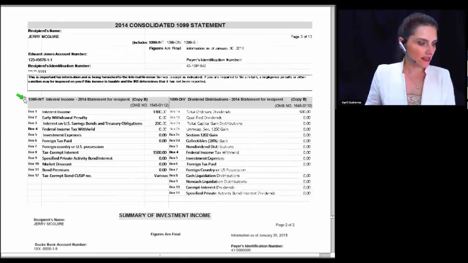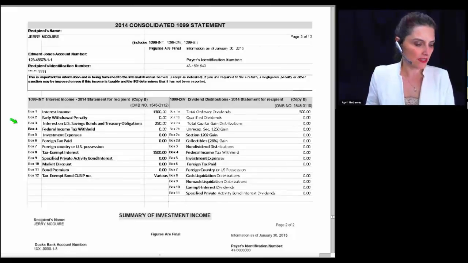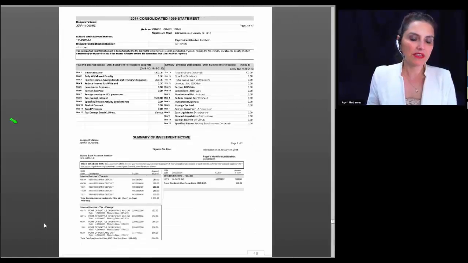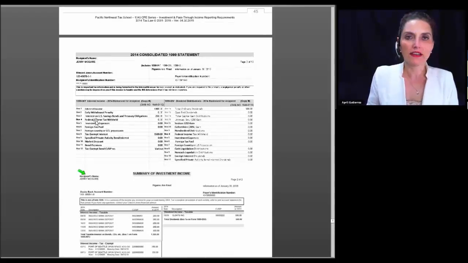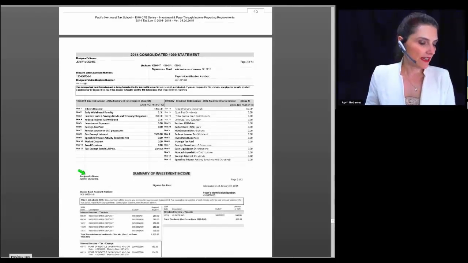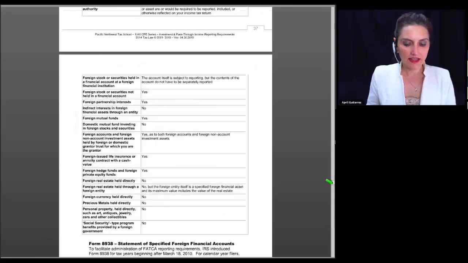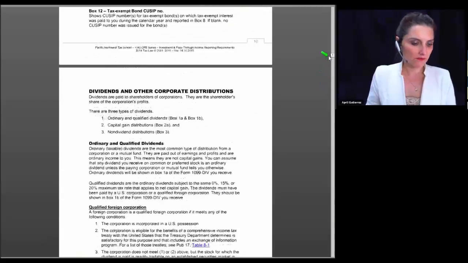On this 1099-INT, you can see here, it says Box 1, interest income, $1,300. Box 2, early withdrawal penalty, $0. Box 3, interest on U.S. savings bonds and treasury obligations, $250. Most of the time when you see a 1099-INT, it's going to look completely different than the 1099-INT that I have on the screen in front of you.